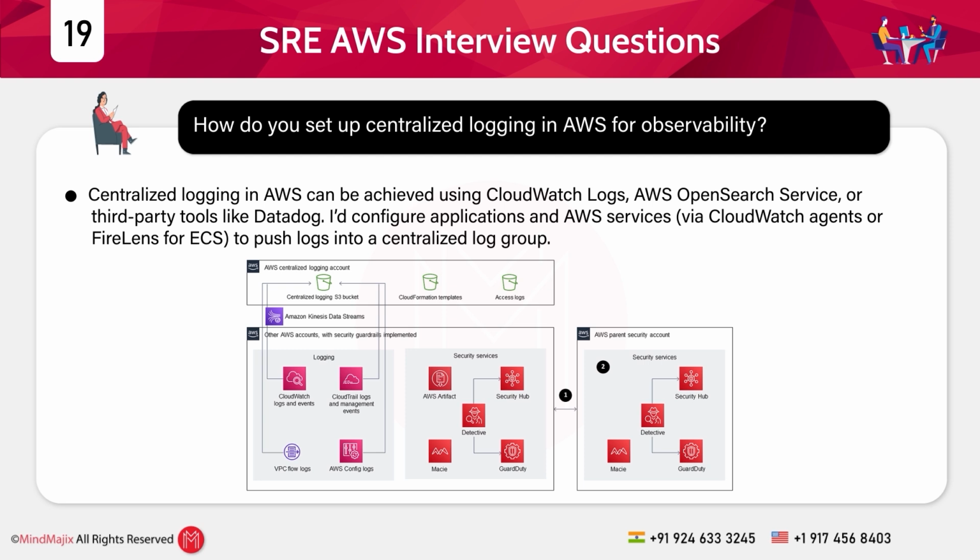Apart from this, you can also enable metric filters to generate alerts based on log patterns. And for long-term retention, logs can be exported to S3 and queried with Athena. Role-based access controls in IAM would ensure only authorized users can view the sensitive logs.